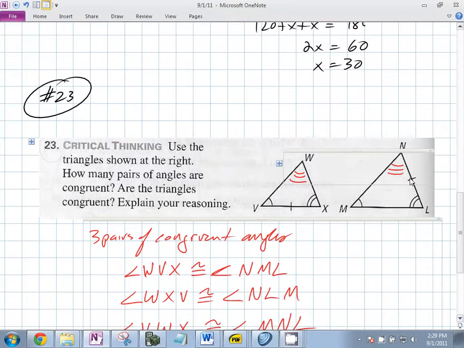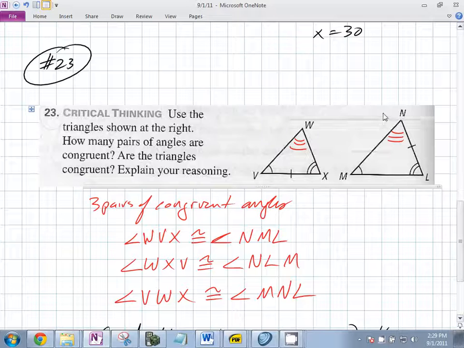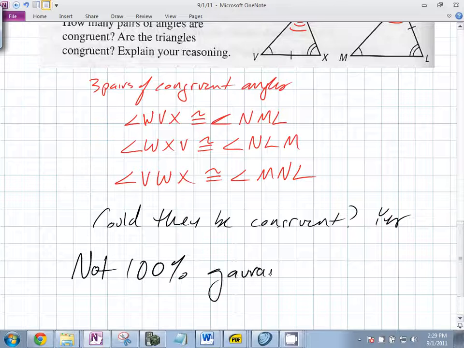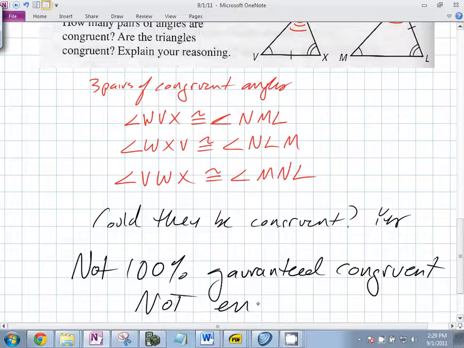Here's why. You see this side that's congruent right here? This side does not correlate here. This one is VX. This one is NL. It's not between those two angles, right? So could it be congruent? It could. There's not enough information. There's not enough information to guarantee it is congruent. Not 100% guaranteed congruent.